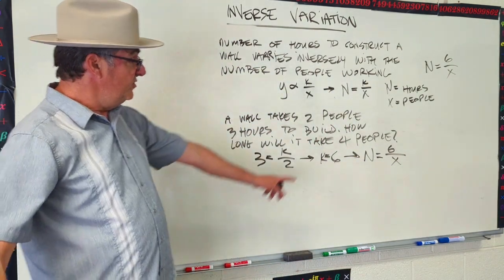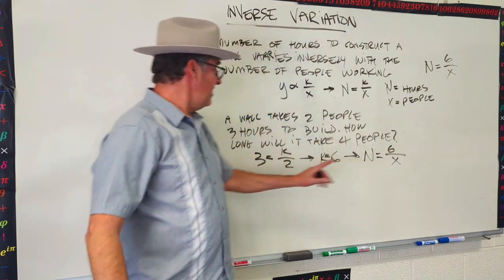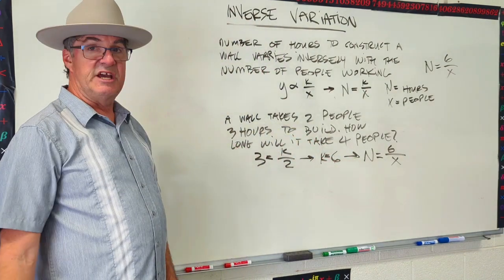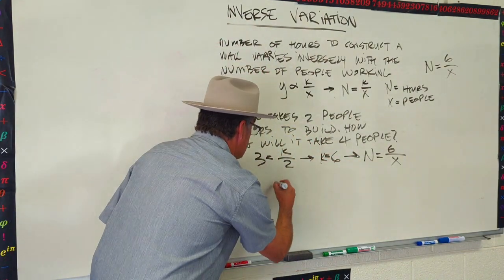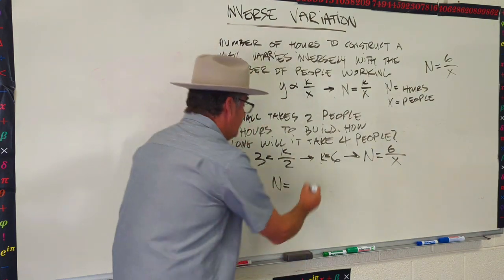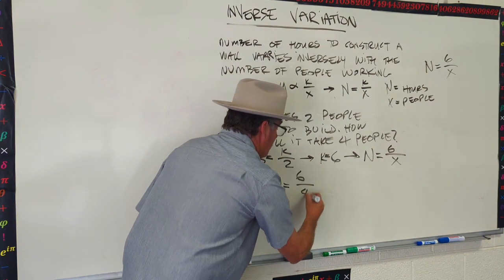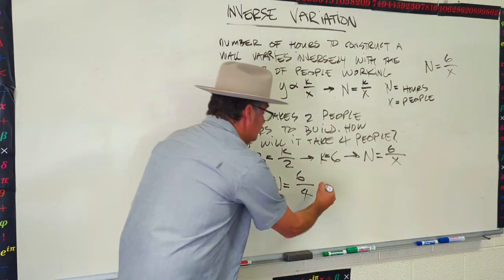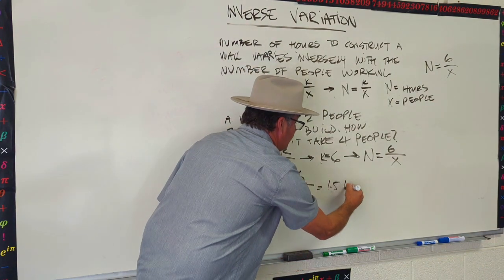Sweet. So now we can use this equation to answer this question, how long will it take 4 people? So now we don't know our hours, so n equals 6 divided by 4 people, that's our x value, which is 1.5 hours.